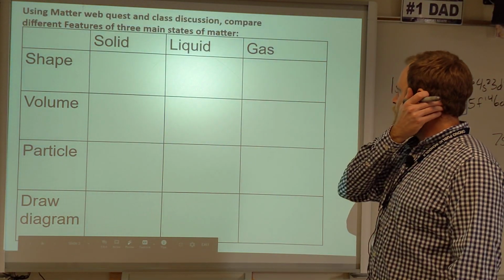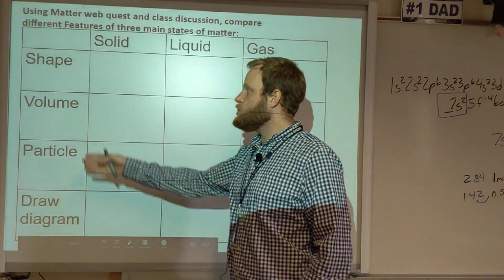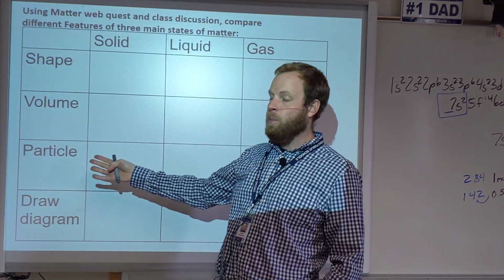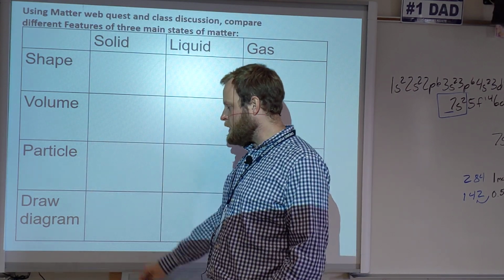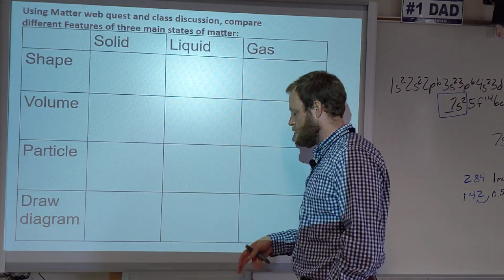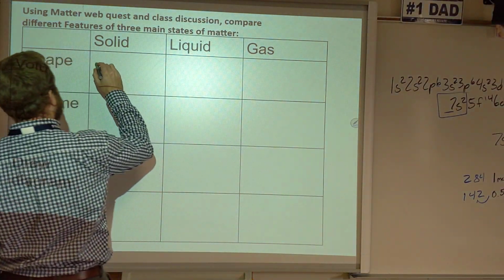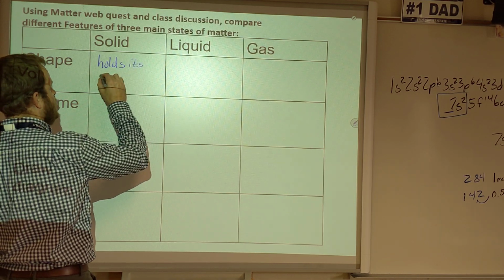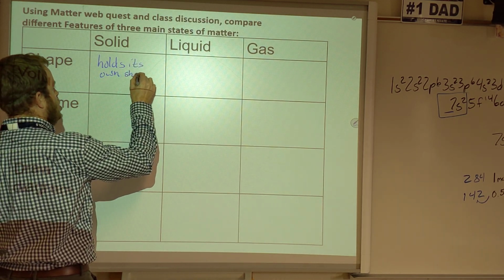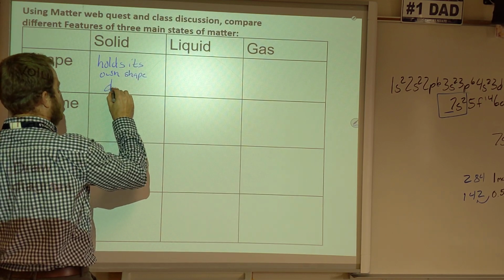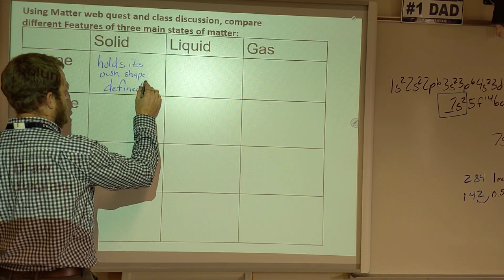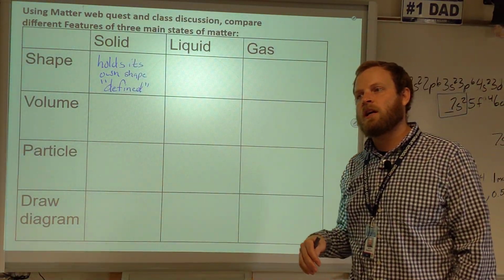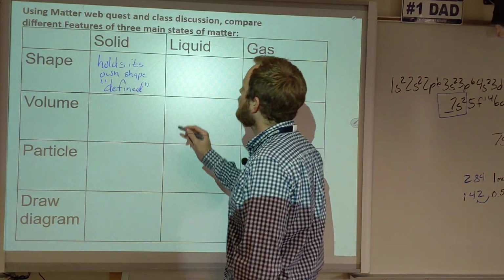Okay, so the difference between solids, liquids, and gases can be defined by the shape that they hold, the volume that they occupy, how the particles are moving, and then we're going to draw a diagram that hopefully represents all of that. So the shape of a solid is it holds its own shape. And a different way of saying that is that it has a defined shape. So an ice cube, you can mold it into any shape that you want and it will hold that shape. That shape is not going to change by itself.